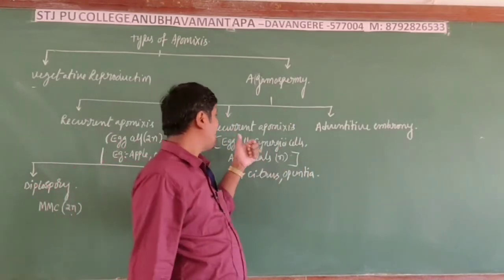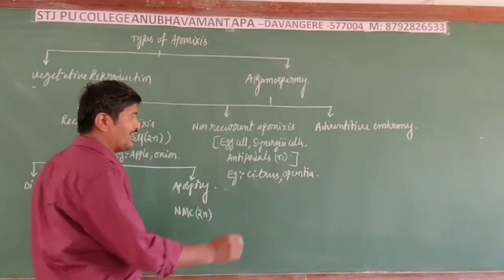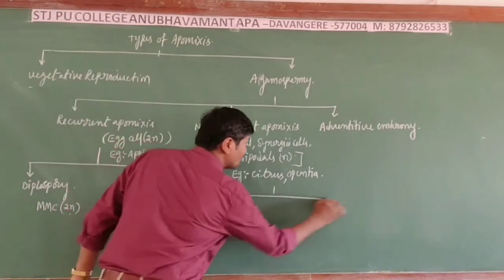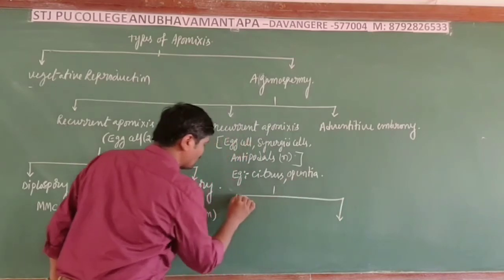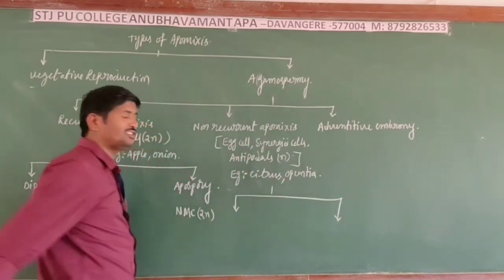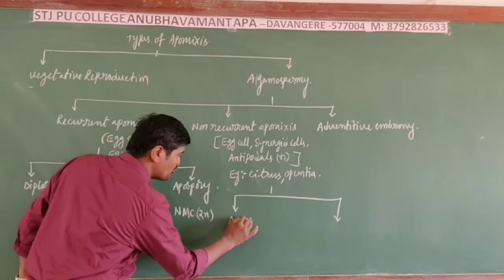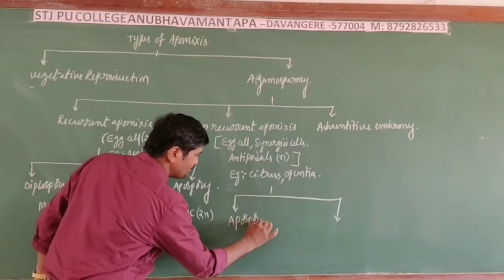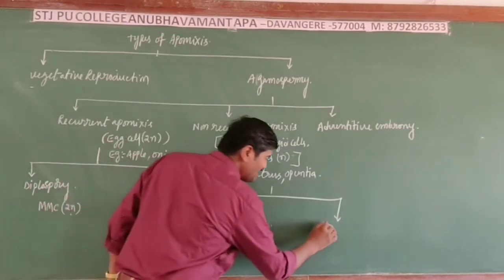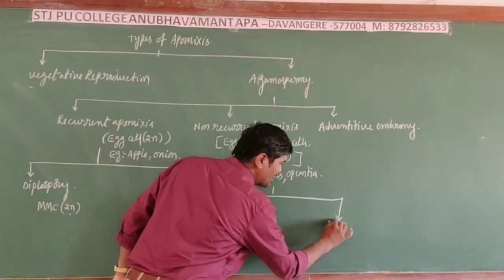Next, again, non-recurrent apomixis has two types. One is apospory, another one is apogamy.